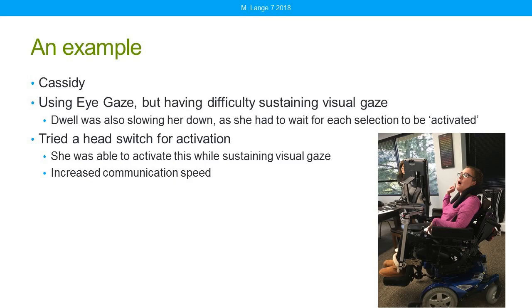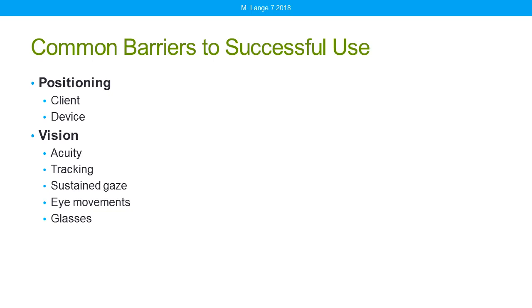For Cassidy, different for every client, right? But for Cassidy, she was able to activate this switch by the side of her head while sustaining her visual gaze. That increased her communication speed probably by about 50%, which is huge. So for her, it was clearly indicated to use a switch instead of dwell. But these are three options that each have to be teased out.